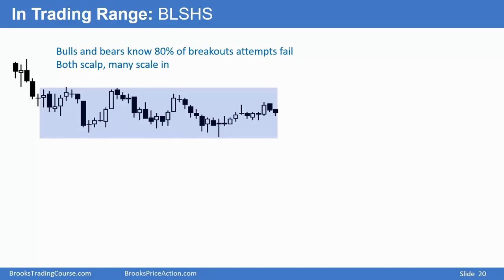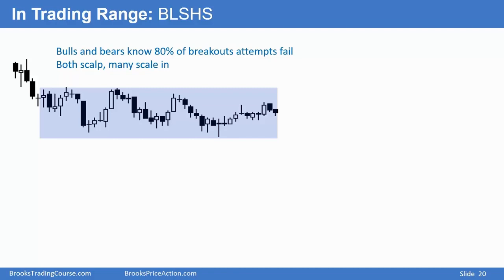Traders know that all through here, once you decide after 20 or so bars, it's a trading range, traders will bet against breakouts. They'll sell bull closes near the top. They'll buy bear closes near the bottom. They'll buy reversals up near the bottom. They'll sell reversals down near the top. And they scalp. They take quick profits because they know the odds are breakouts will not be successful.